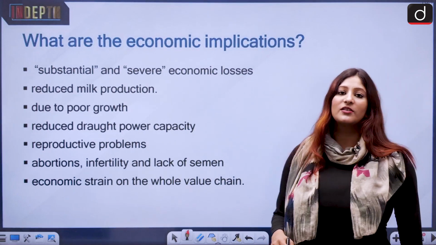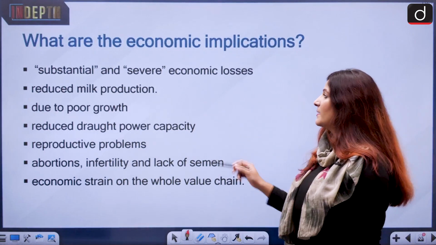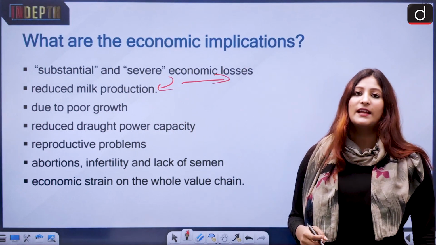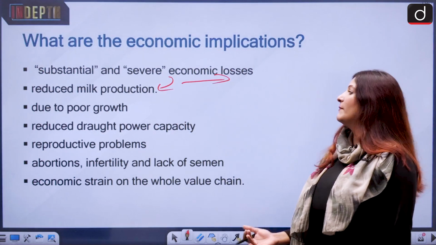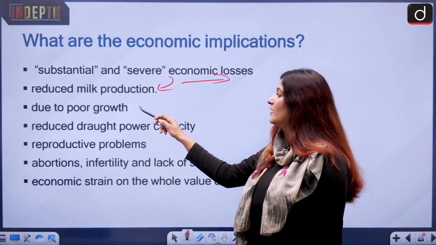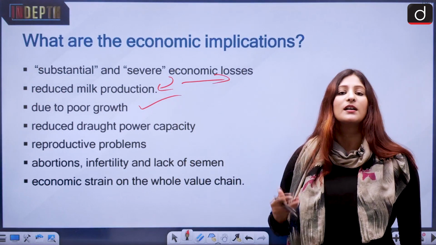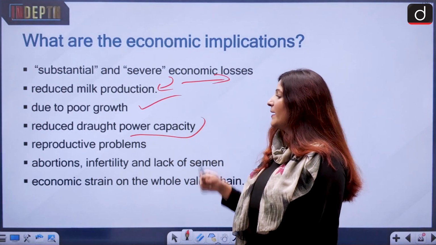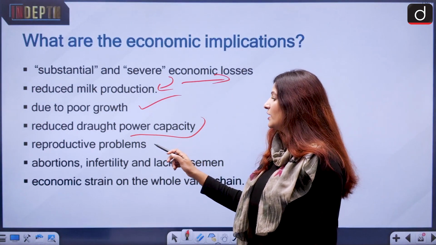Now, economic implications. One of the economic implications, of course, is on the income, and it's substantial and severe, like reduced milk production. As I told you, if the cattle won't be able to eat, the milk production will get impacted. Another thing that can happen is poor growth of the udders, poor growth of the bovine itself, reduced draught power capacity. During drought periods, the cattle can die because of reduced immunity.